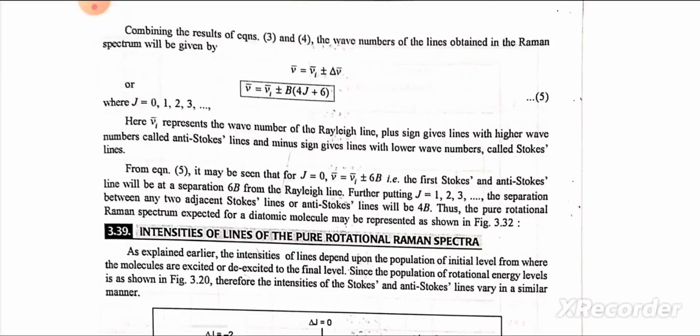From equation 5, it may be seen that for J equal to 0, ν̄ is equal to ν̄_i ± 6B, that is, the first Stokes and anti-Stokes lines will be at a separation 6B from the Rayleigh line. Further, putting J equal to 1, 2, 3, the separation between any two adjacent Stokes lines or anti-Stokes lines will be 4B. Thus, the pure rotational Raman spectrum expected for a diatomic molecule may be represented as shown in the figure.